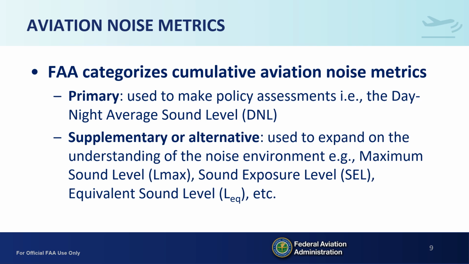FAA has one primary noise metric set for policy and uses several supplemental or alternative noise metrics to expand on the understanding of the noise environment. A primary noise metric is used to make policy assessments, such as the day-night average sound level, or DNL. A supplementary or alternative noise metric is used to expand on the understanding of the noise environment and includes metrics such as maximum sound level, abbreviated as Lmax, sound exposure level, abbreviated as SEL, or equivalent sound level, abbreviated as LEQ.